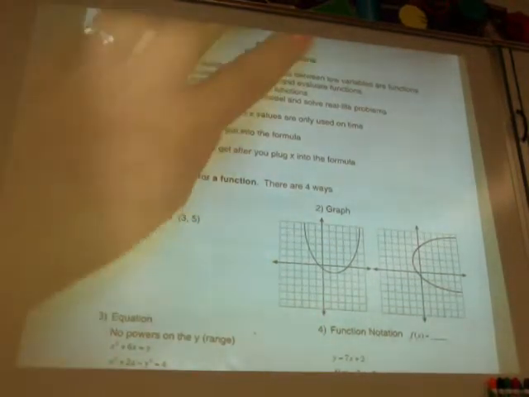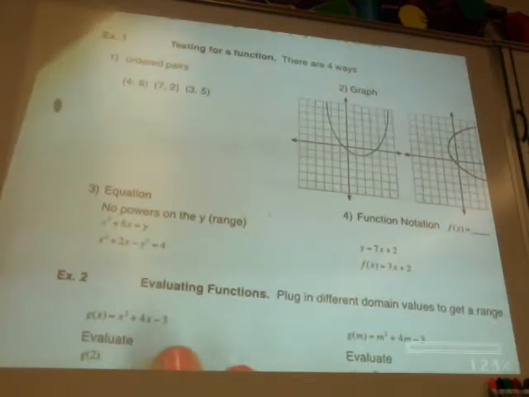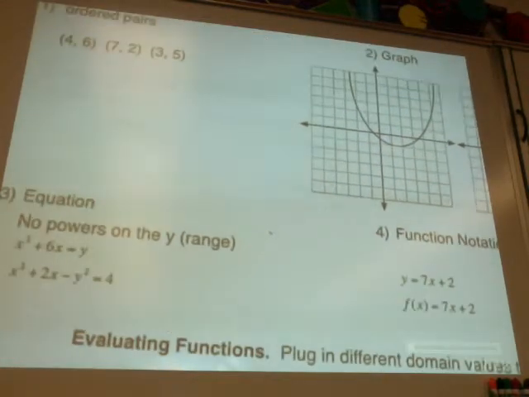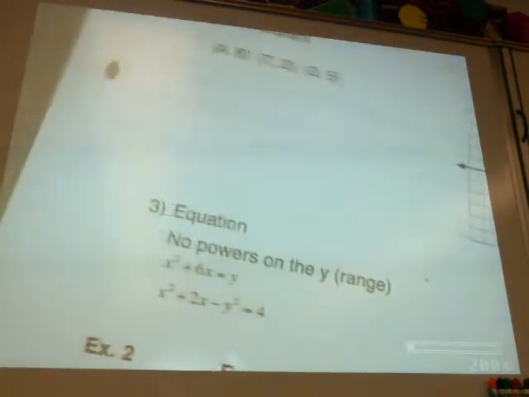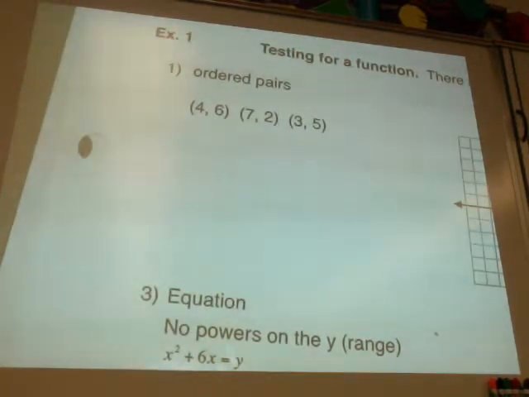So then, for example 1, you're going to test for a function. Does anybody remember what the function test is for number 1? Looking at ordered pairs, how do you know if it's a function? The x values. So we always care about, because when we look at, let's just look at the graphs for a minute.